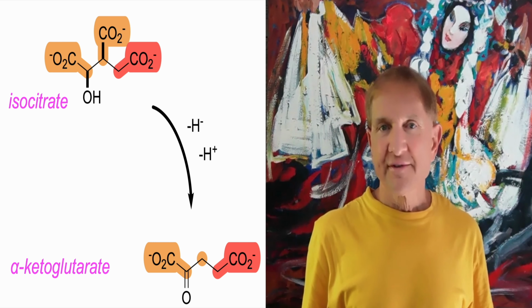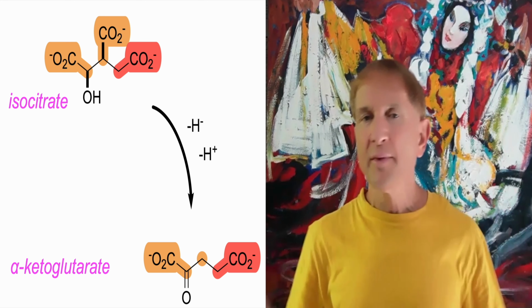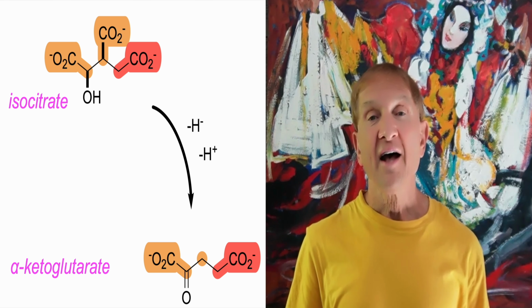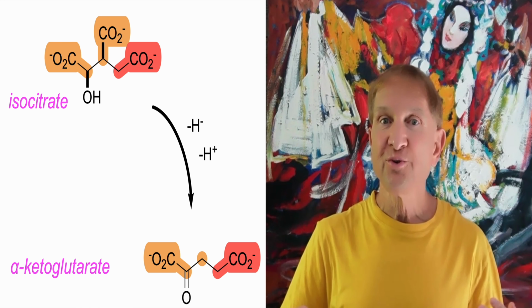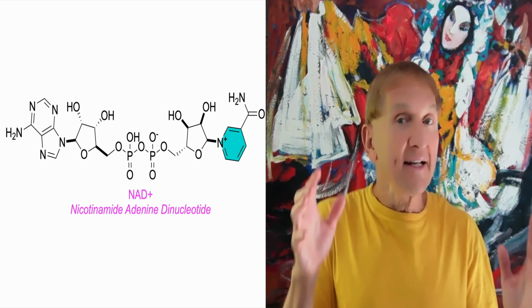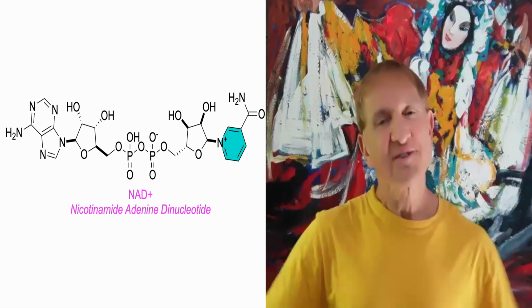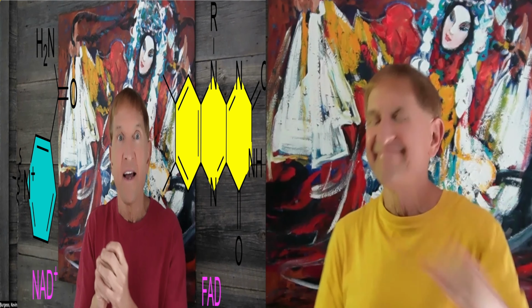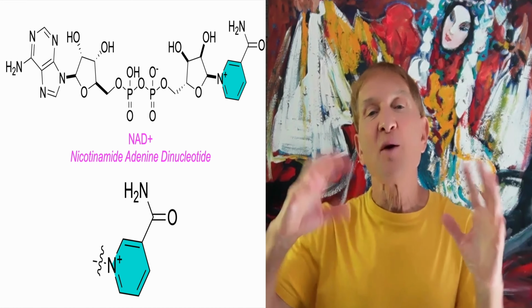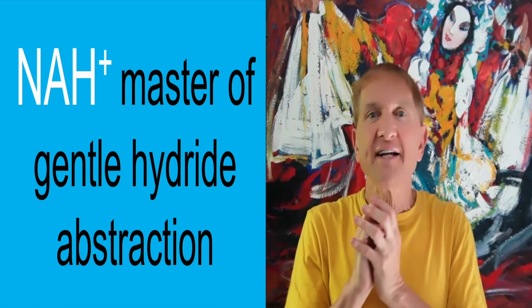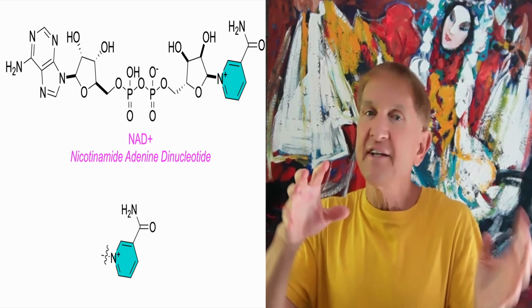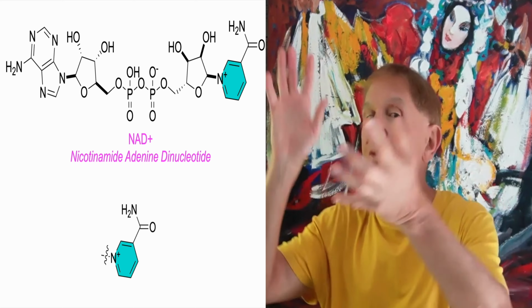There are two steps to this next transformation in the cycle. And the first one is an oxidation. And for that, I need to remind you about NAD+, because I've already talked about that in my last video. NAD+ is a master of hydride abstraction. It oxidizes polar groups, particularly alcohols to ketones.